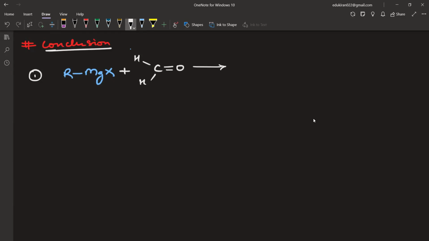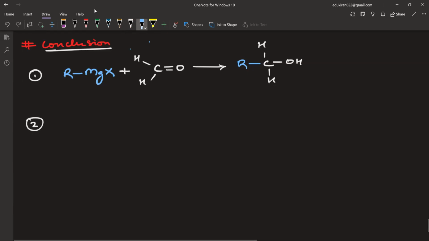The product that we are going to get here is what? The product will be ये R जो है आपके यहाँ पे attach हो जाएगा. We will get here R C. These hydrogens are as it is, and you will get OH here. Where is this R coming from? This R is coming from your Grignard reagent. Clear is a question of me? Yes. Okay. Now the second one.